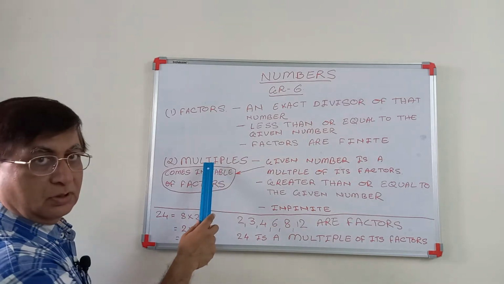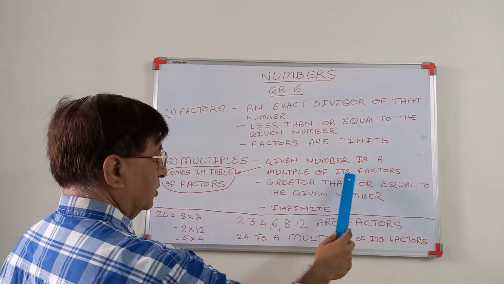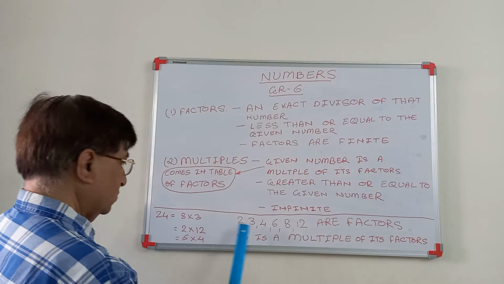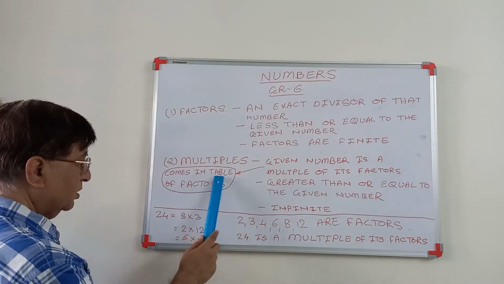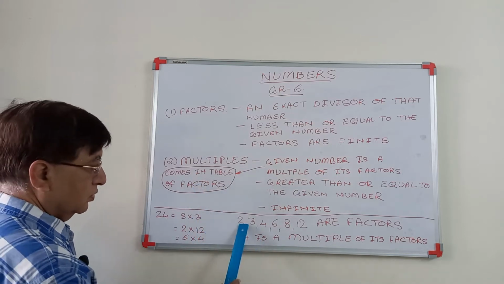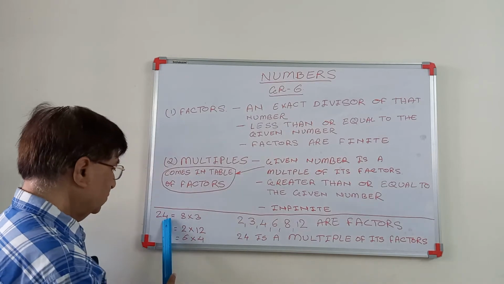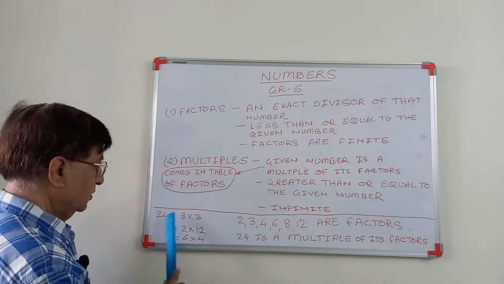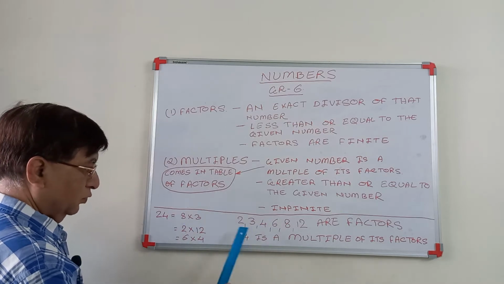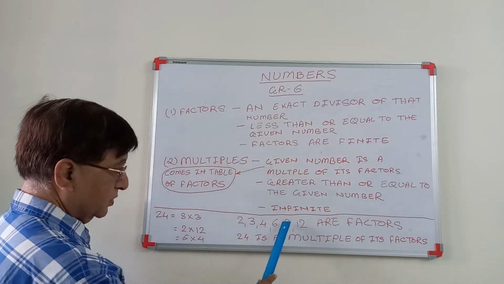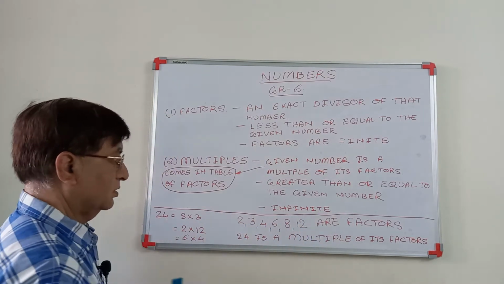Now what are multiples? A multiple is a given number which is a multiple of its own factors. Like these are the factors of 24. In other words, we can say a multiple comes in the table of its factors. So if we speak the table of 2, 3, 4, 6, 8 and 12, we get 24. Like 2 times 12 is 24, 3 times 8 is 24, 4 times 6 is 24. So 24 comes in the table of its factors.